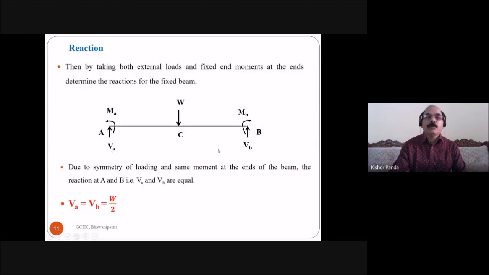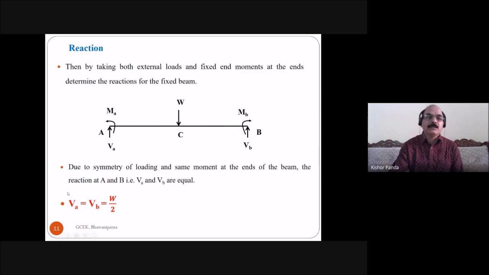Similarly, the upward force is equal to the downward force. The upward force is VA plus VB, and the downward force is W. VA plus VB is equal to W. So VA is equal to W minus W by 2, so VA is equal to W by 2. So that's why VA and VB are equal to W by 2. Already you know from strength of materials, in simply supported beams, how to find the reaction and how to find the shear force at different positions.